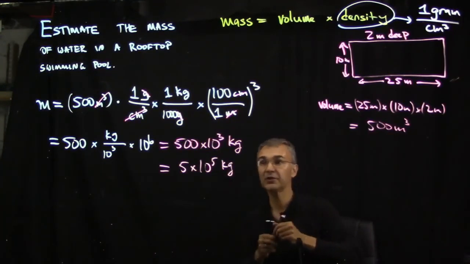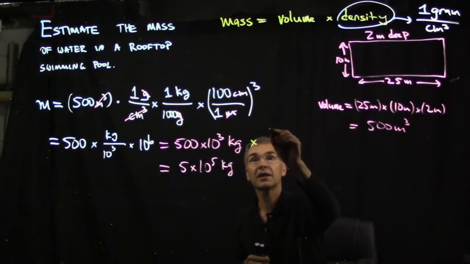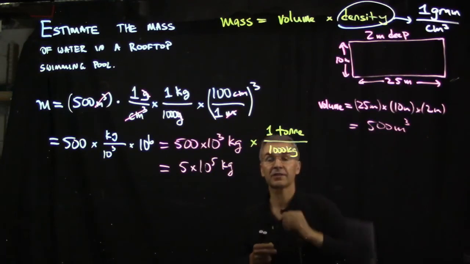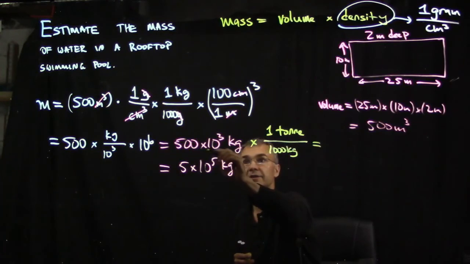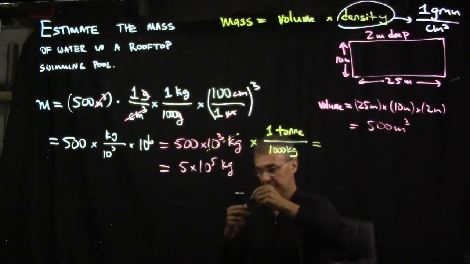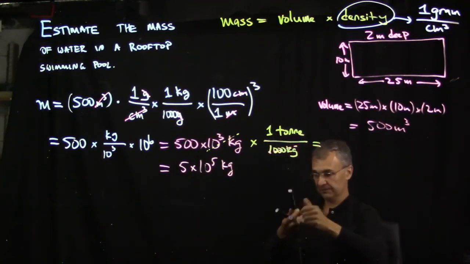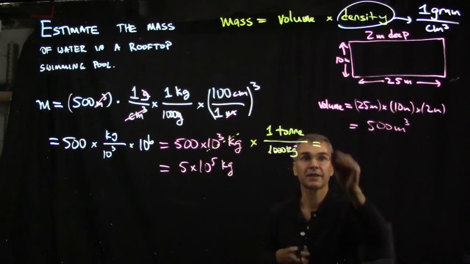So another thing we could do if we wanted to is we could multiply by 1 metric ton is 1,000 kilograms. That's the name for 1. So then we would have our 10 to the 3 kilograms cancel with our 10 to the 3 kilograms, and the answer would be 500 tons.